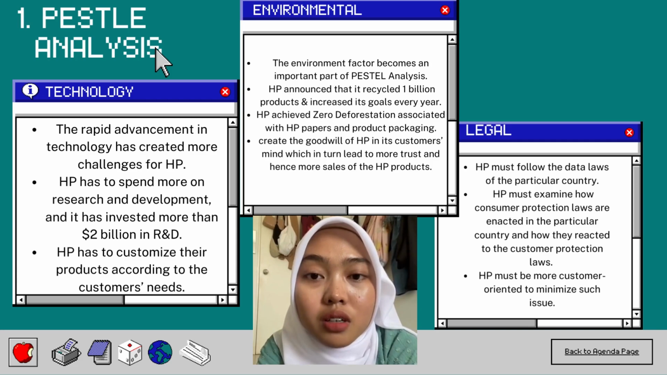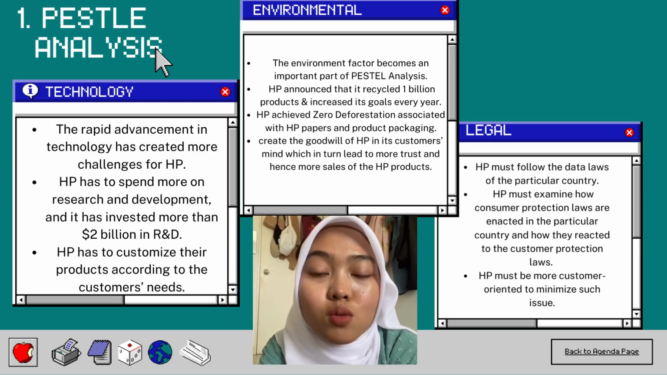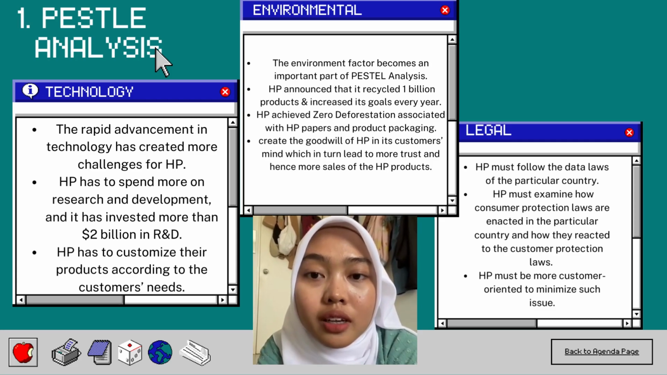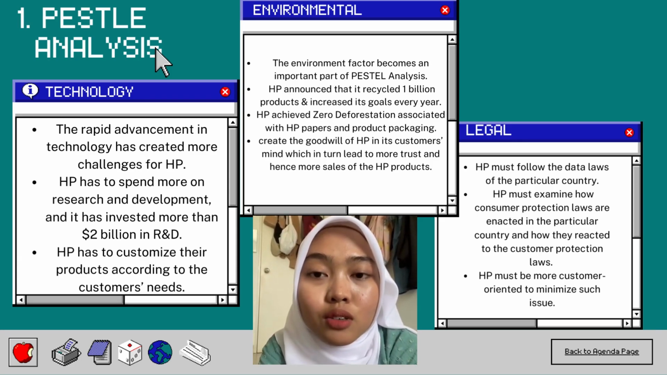As a responsible firm, HP must follow the norms of the Paris Climate Agreement. This will create goodwill for HP in its customers' minds, which in turn leads to more trust and hence more sales of HP products. Weather and climate conditions also play an important role because in countries which have extreme weather conditions, the company must spend more on the supply chain and the build quality of products. This will indirectly lead to an increase in prices of products.